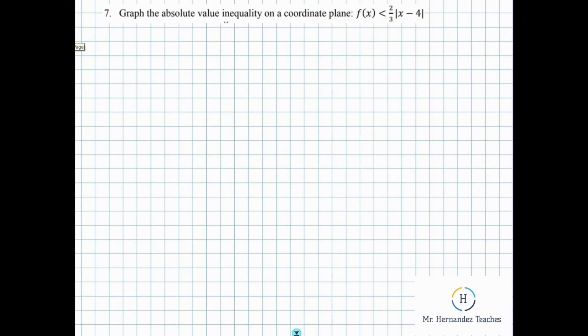Number 7, graph the absolute value inequality on a coordinate plane. So I've got a nice coordinate plane here. Some of you guys know how to do this on the calculator. That's fine, you can do that. But I do require you guys be very exact with your coordinates. So don't be lazy with that. Use the table if you need to. But the whole point of doing this is to do it by hand.